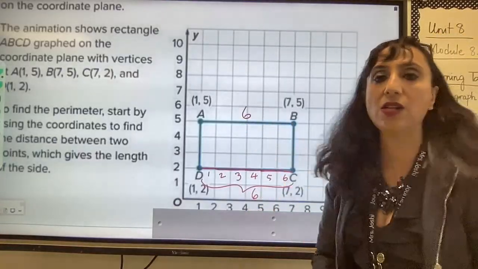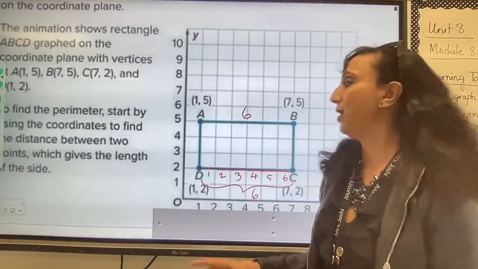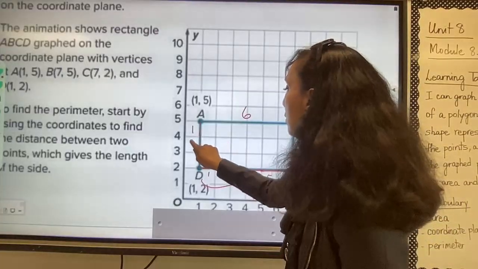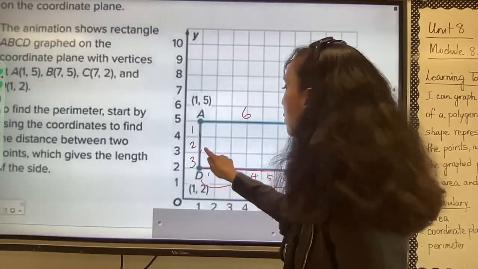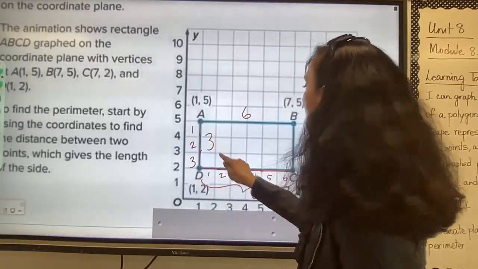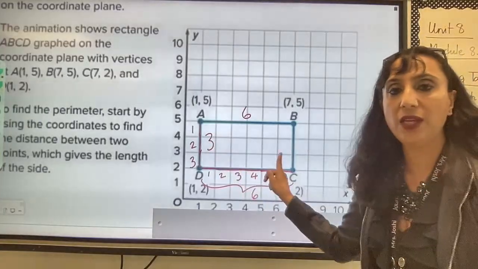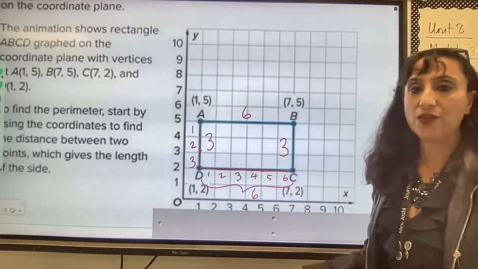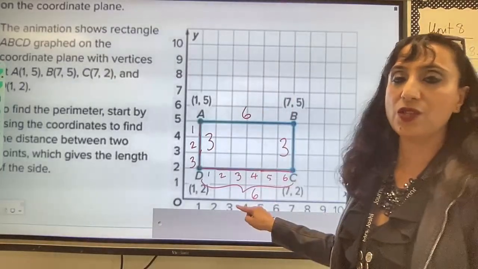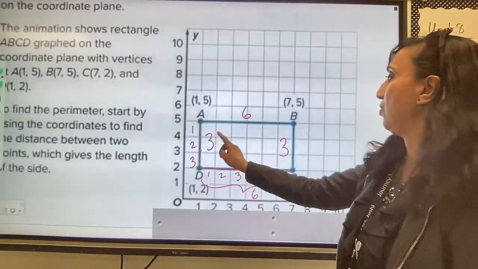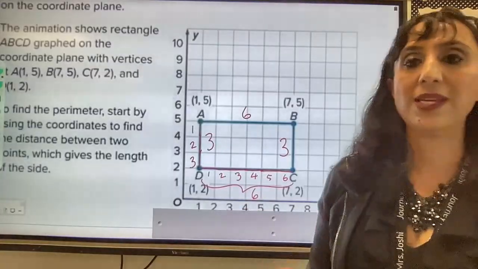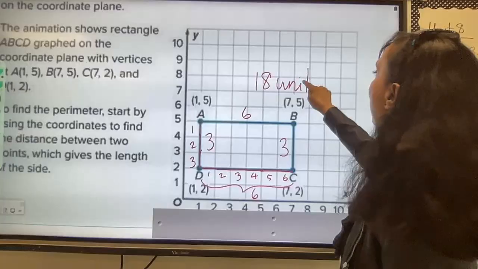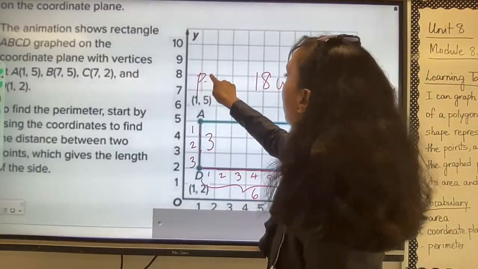This is 6 also. All right, and then we can count up and down. This is 1, this is 2, this is 3. So this whole thing is how much? This is 3. If that is 3, the other side BC is also 3. So now same thing, 6 plus 6 is 12, plus 3 plus 3 is 6. So 12 plus 6, and I get 18 units as my perimeter.